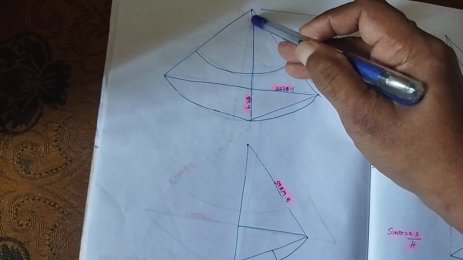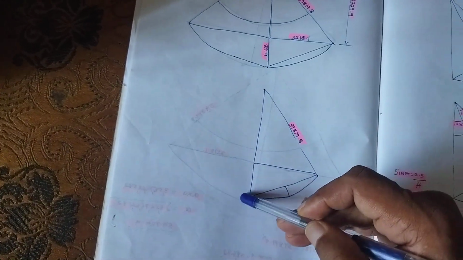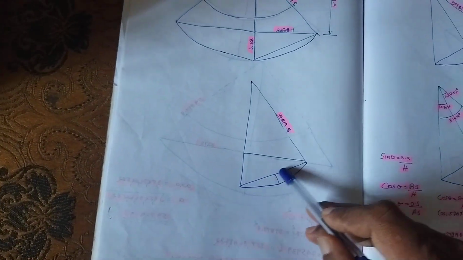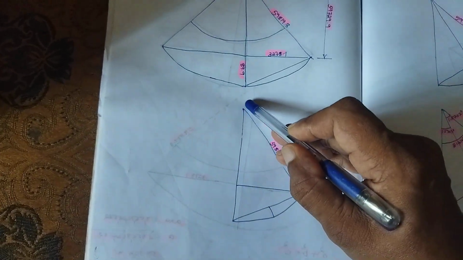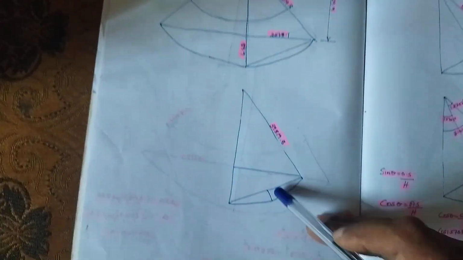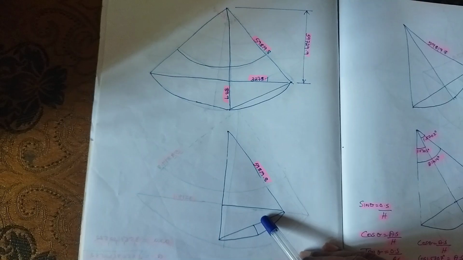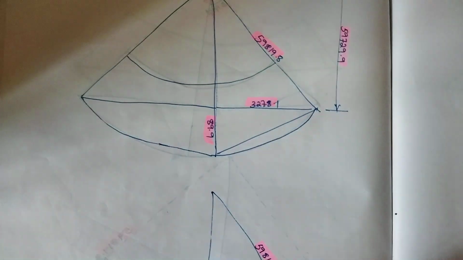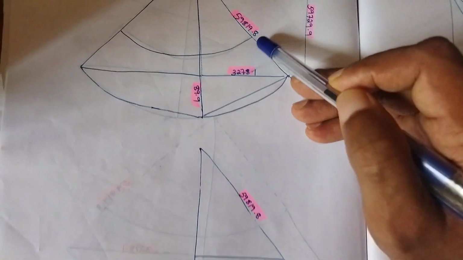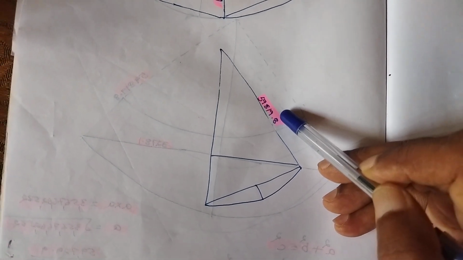This triangle from here to here, from here to here, and from here to here. I made this triangle to here. That measurement I have already written here also. It is 59,819.8.